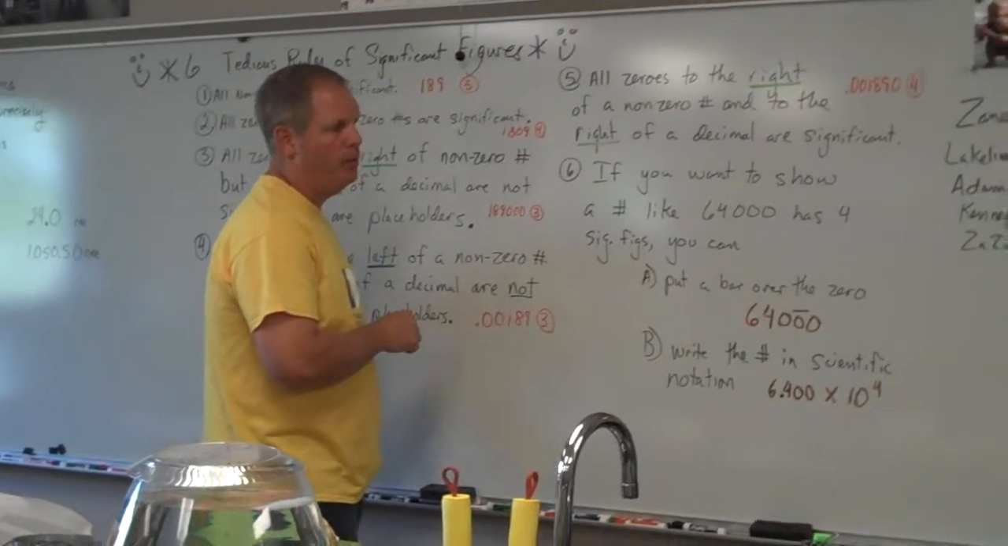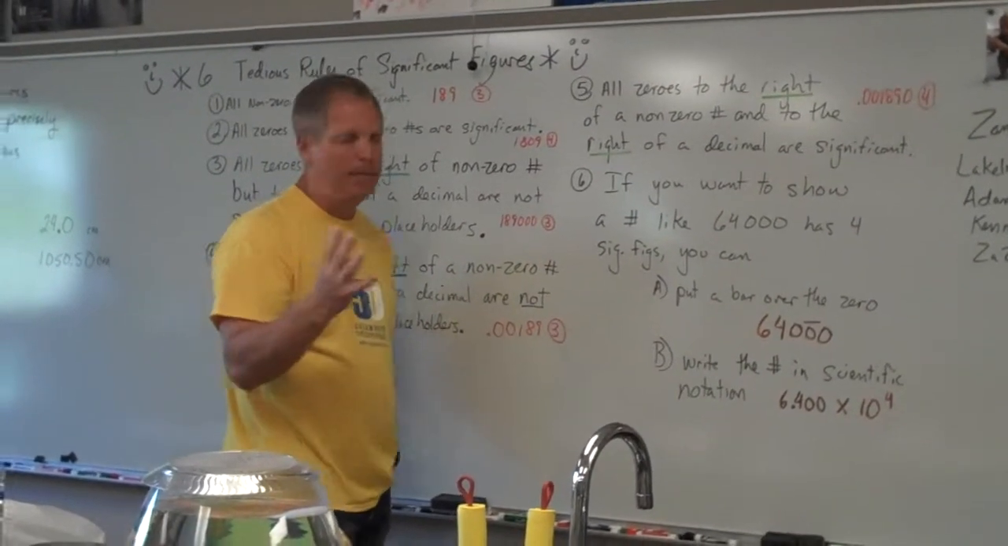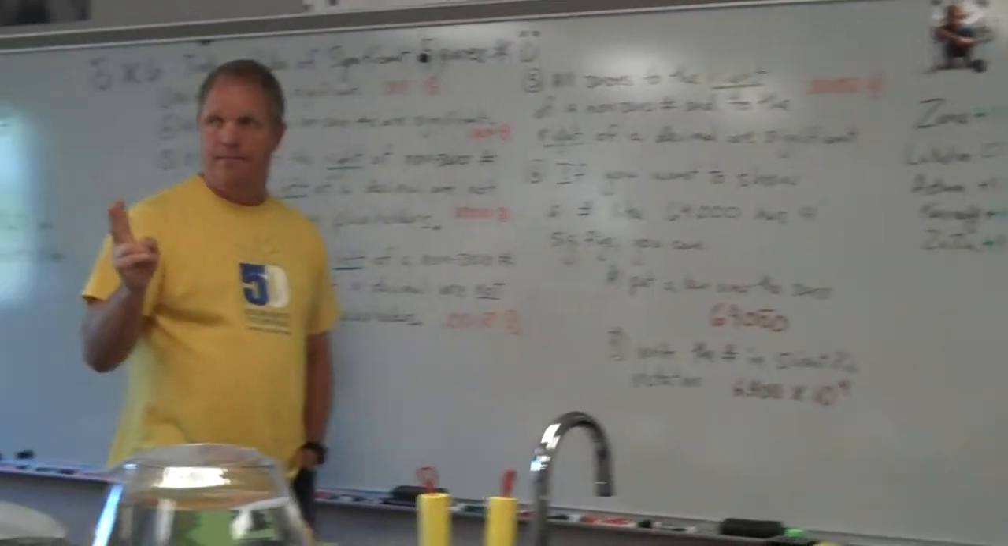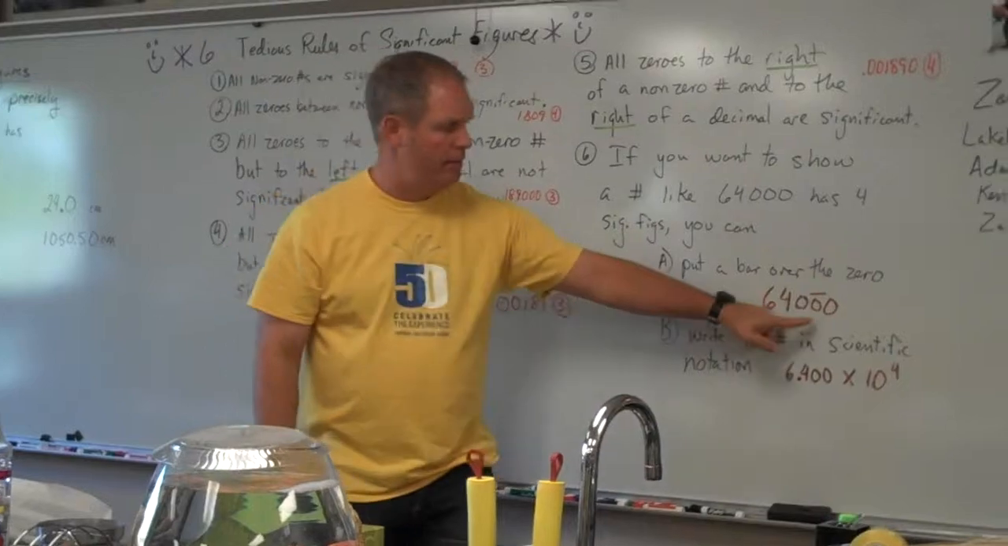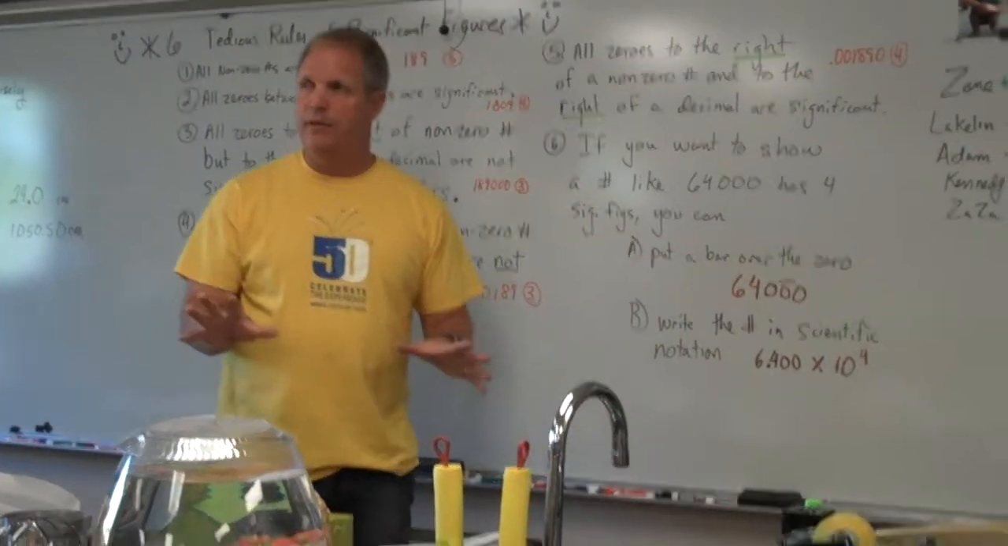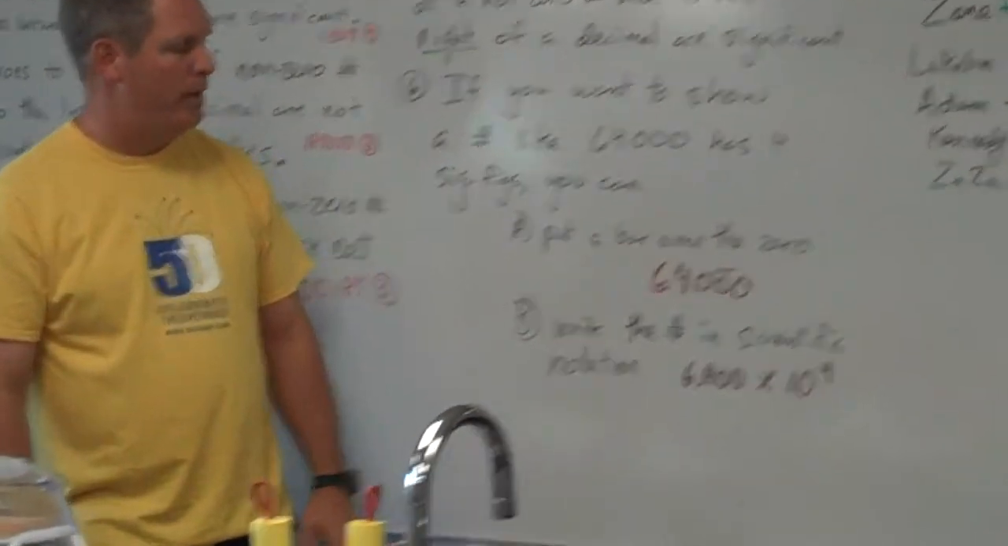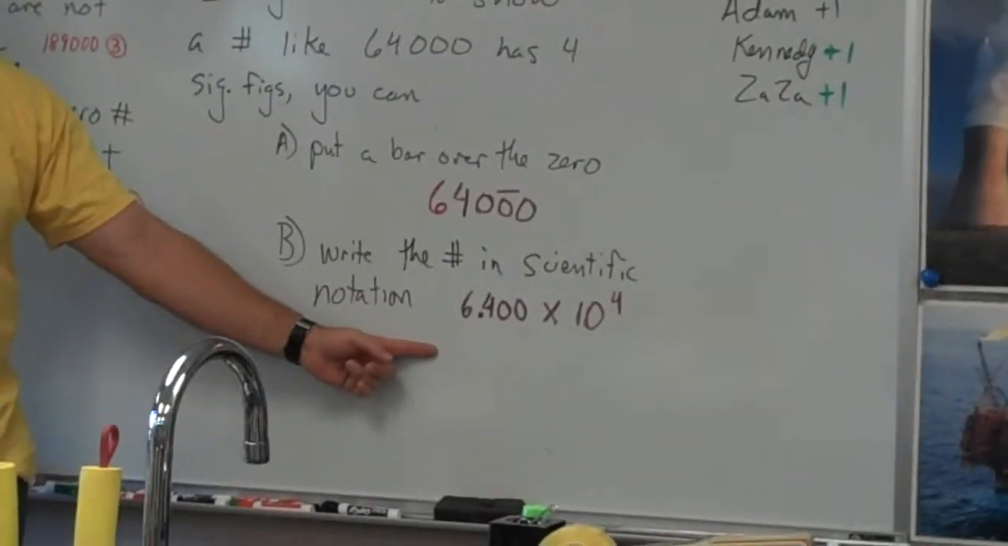If you want to show 64,000 has 4 sig figs in it, and I want to show that that 0 is significant, there's 2 ways of doing that. I can put a bar over it, and that's something we do particularly in physics. Or, if I want to, it's probably better just to write it in scientific notation.